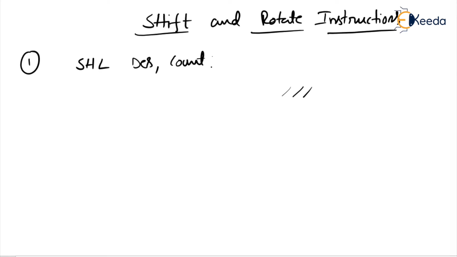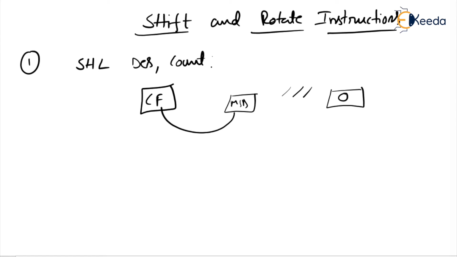So it puts 0 in the LSB. In the LSB it becomes 0. The MSB is shifted into the carry flag. The last bit position is shifted to where? The carry flag. Right? Suppose let us consider some 8-bit number: 1 1 0 0 0 1 0 1.